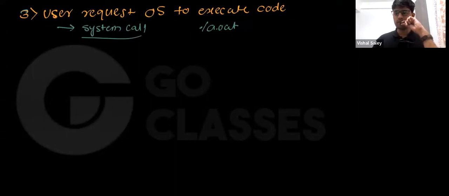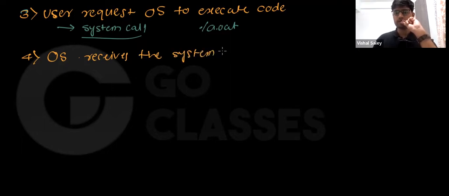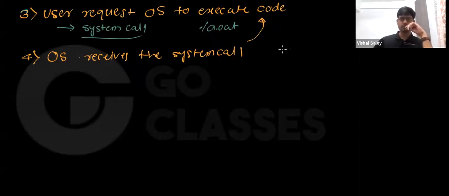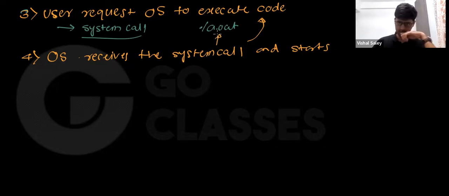Okay, now let's get to step 4. The operating system receives the system call. So which system call? The system call is to execute the code. This is the system call that it receives. So it knows the system call is execute code, and it knows that this is the executable file, and starts running a program called the loader.